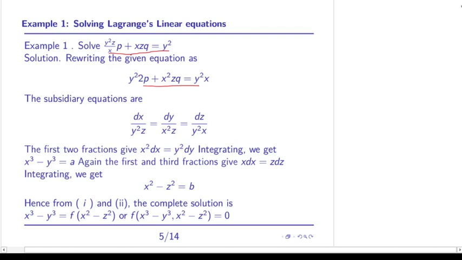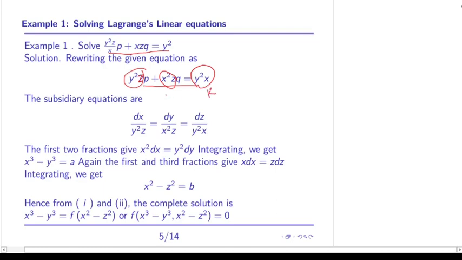So here we get the subsidiary equations as follows. Whatever you have with p, you put as capital P, and whatever you have with q, you put as capital Q, and this we can take as capital R.